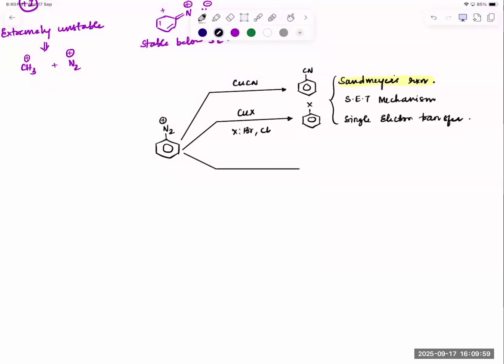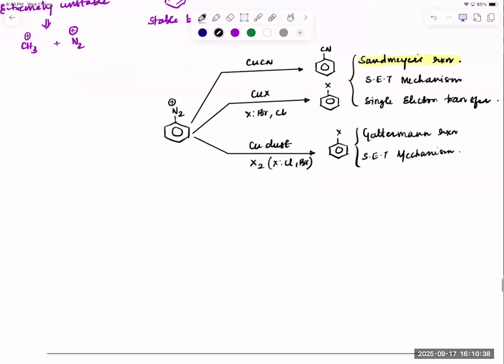You can get a similar reaction even if you take copper dust and add it with X2, where X is chlorine or bromine. In that case also you will get this X formation. It is a similar product, and this is called the Gattermann reaction. And similarly, this is also an SET mechanism. Clear? The name is Gattermann's reaction.